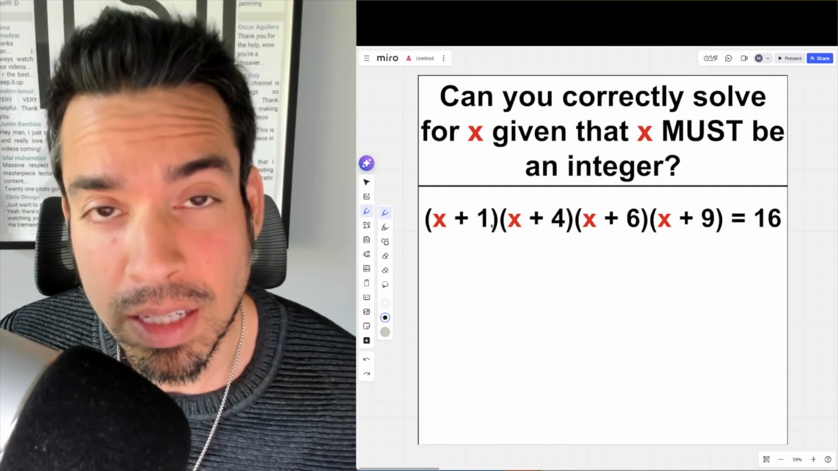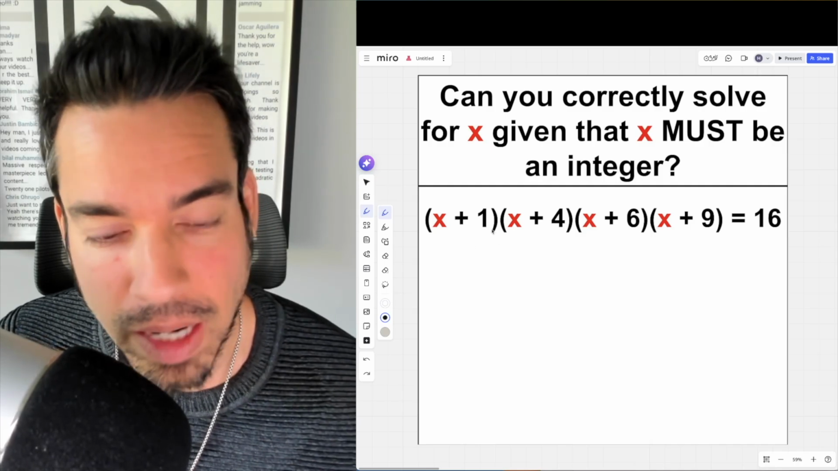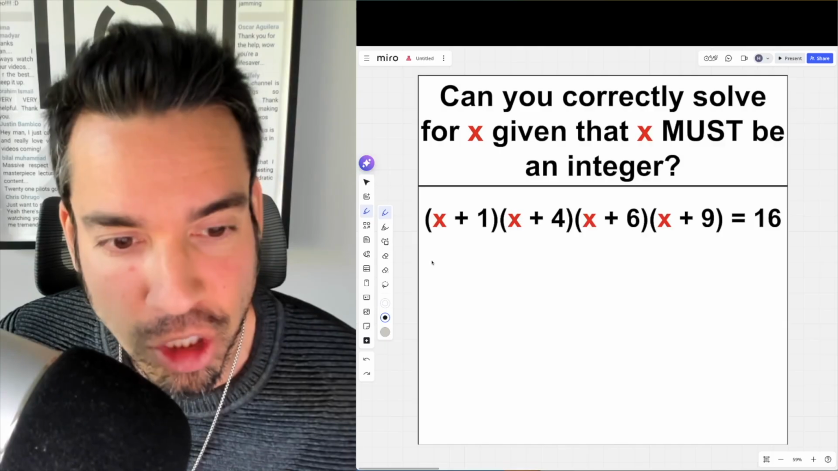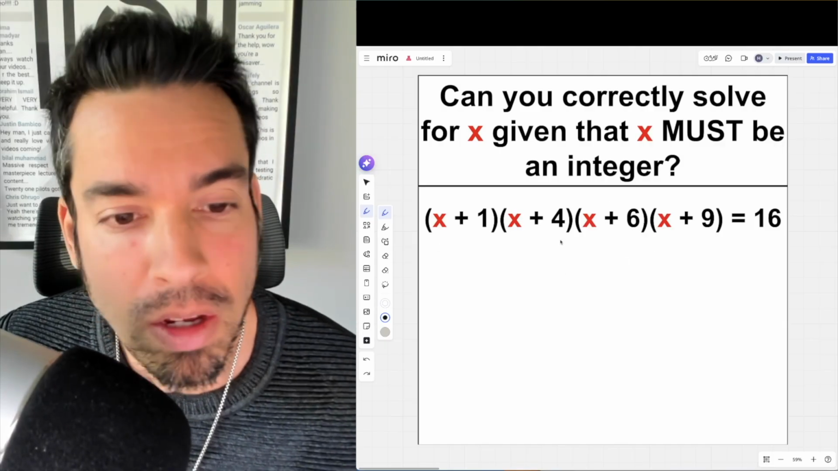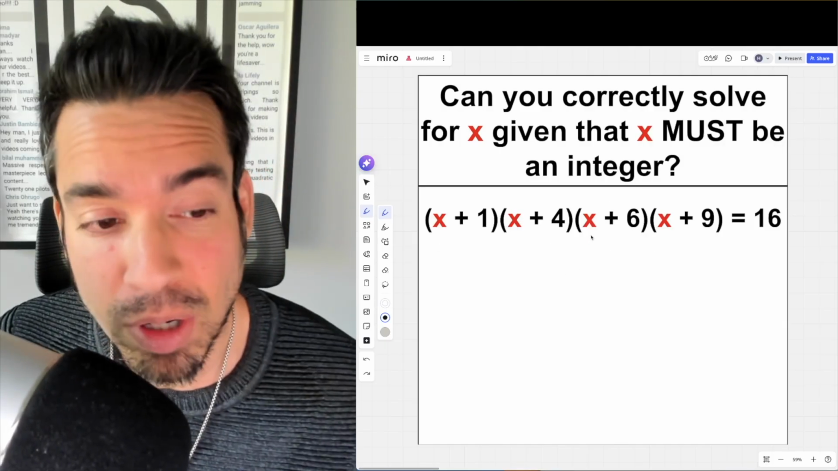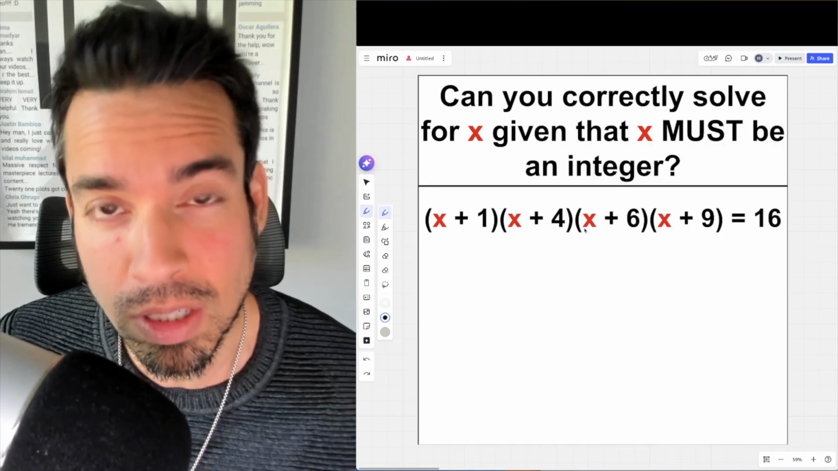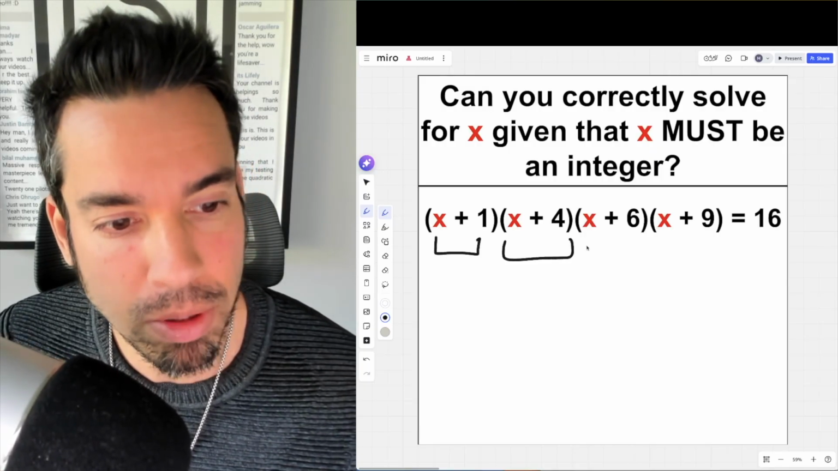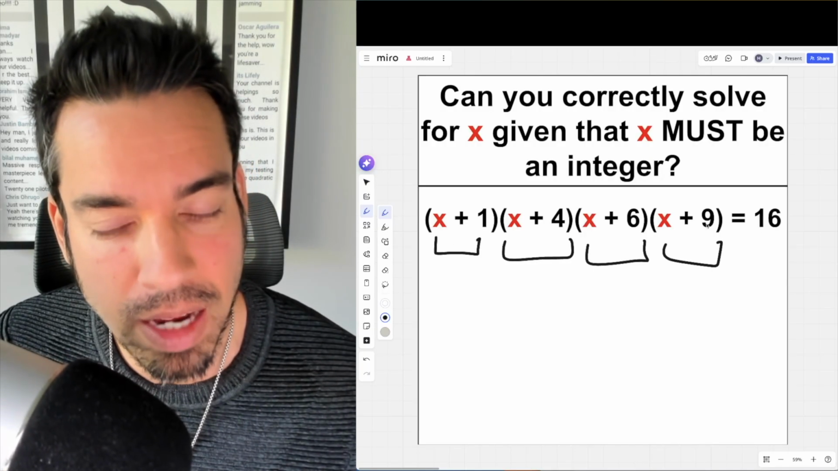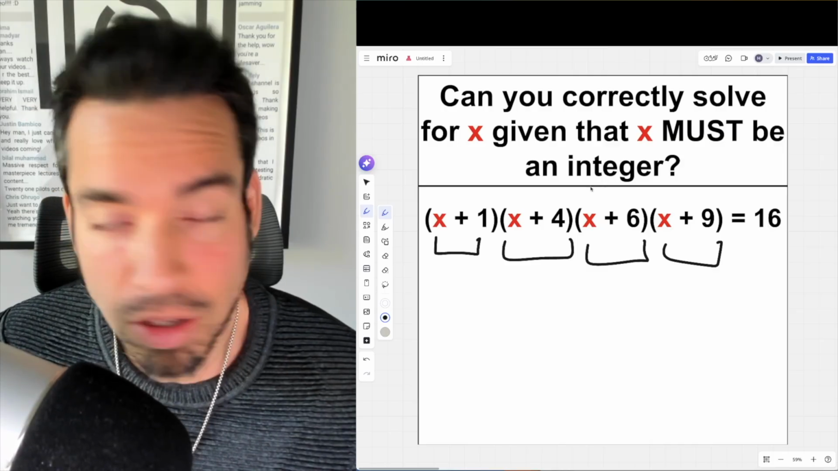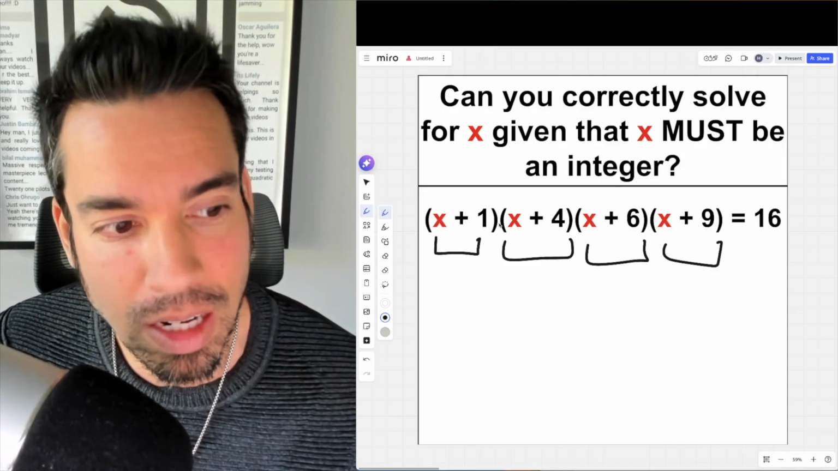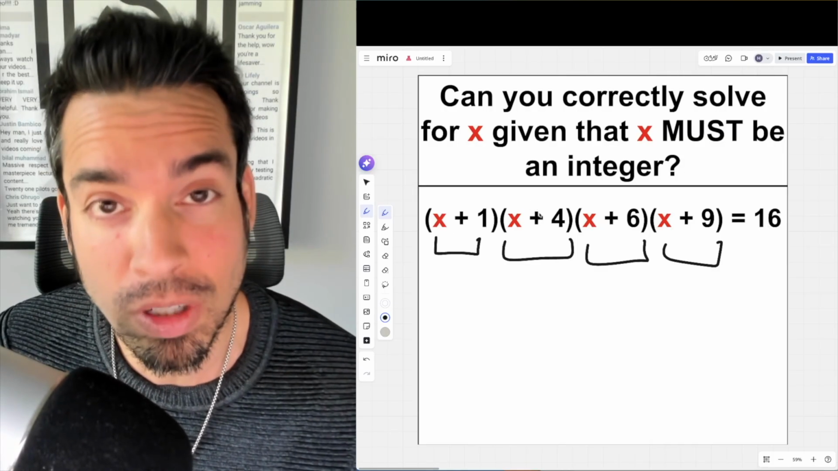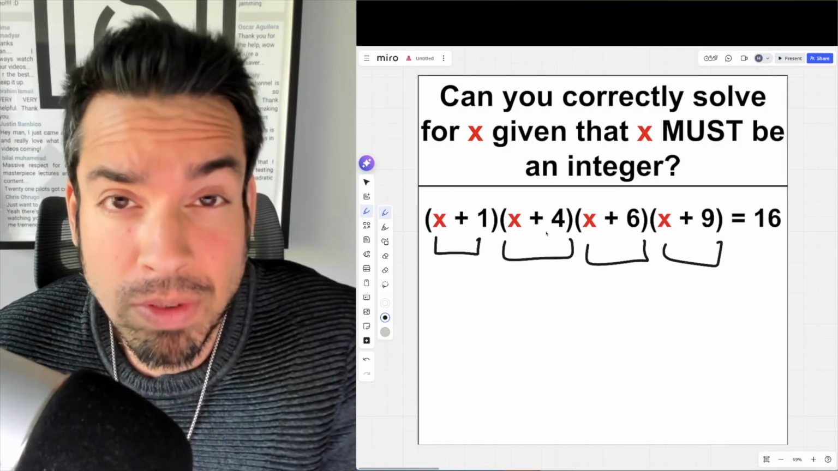So this is definitely a tricky one if you want to try and solve it algebraically. We've got some different options of maybe multiplying it out and trying to solve it that way, but that's going to be pretty hard. Instead, the better way to do this is to think about this logically, right? We're getting four numbers that are going to be multiplying together to get 16, and they're all going to be integers, right? Because if x is an integer, plus an integer is going to be an integer.